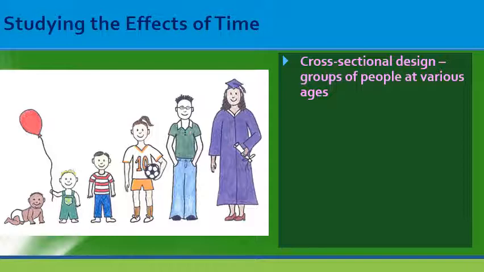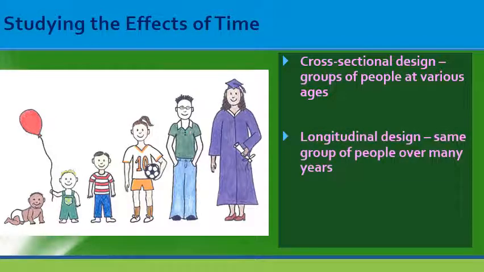So you take people at various ages, so 1, 3, 6, 10, 14, 20, and you make them go through the same experiment to see how it affects them at different ages. Can you see a problem with that? Well, because they're not the same people, how do we know that in a cross-sectional design that the results aren't due to the fact that we're looking at different people who are at different ages?